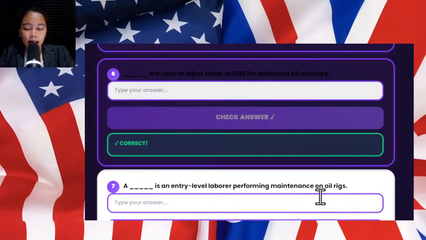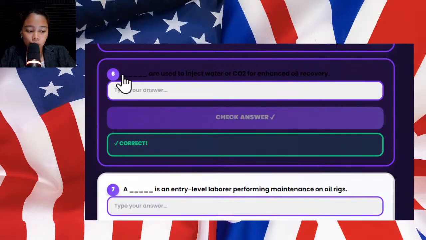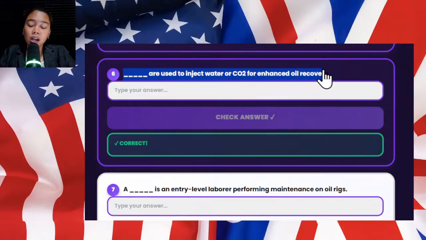Okay, correct. Again, our answer here is injection well. So injection wells are used to inject water or carbon dioxide for enhanced oil recovery. So that is why I mentioned it. There is a clue because it already mentioned inject. Now, an injection well, aside from this, is used to inject fluids, such as water, gas, or chemicals like carbon dioxide, into an underground formation for enhanced oil recovery or waste disposal. That is an injection well.